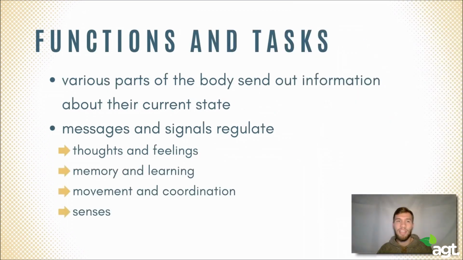The functions and tasks of the nervous system include the sending out of information from various parts of the body about their current state, like the magnitude of a muscle's contraction. The messages and signals that get sent through our bodies, they regulate the thoughts and feelings, memory and learning, movement and coordination, the senses, and many more. So the nervous system controls pretty much all the processes that are happening in our body.